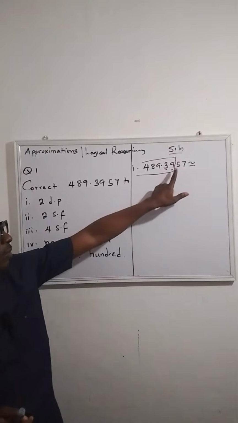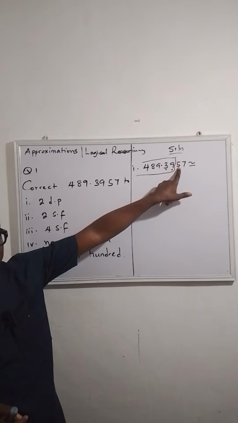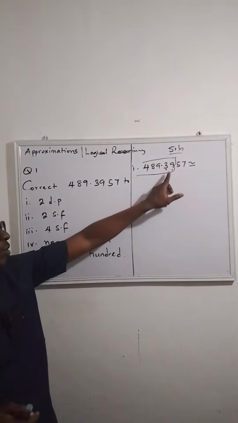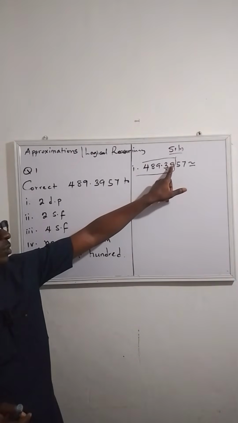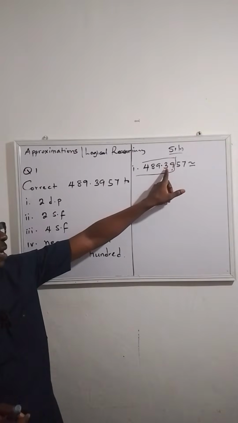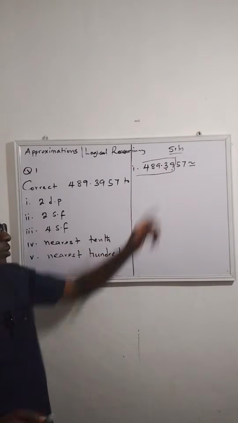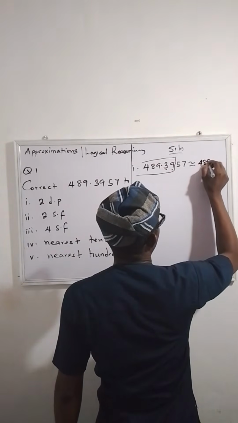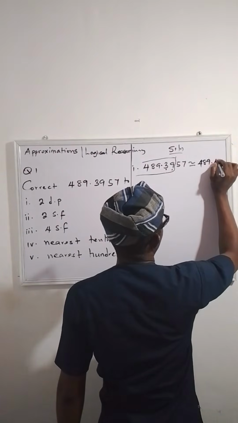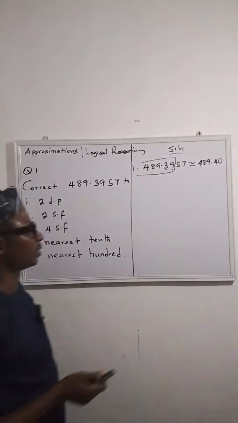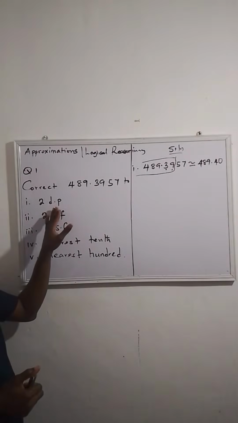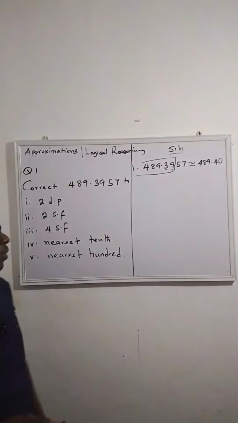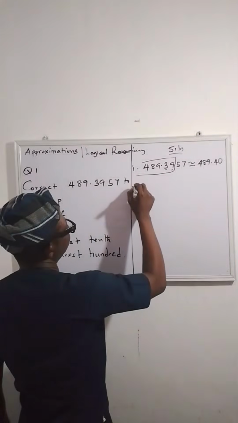Good. Now when you look at these digits, it's up to 5. So I have to increase the last digit. Once I increase this by 1, this turns to 10, so we write 0 and this becomes 4. So now we have 489.40. That is 2 decimal places. That's how to convert this number to 2 decimal places. Now let's look at the second one.